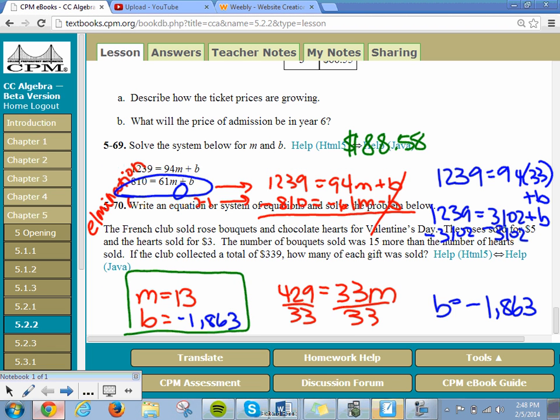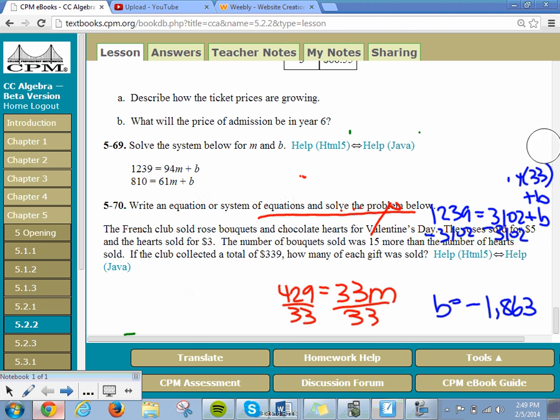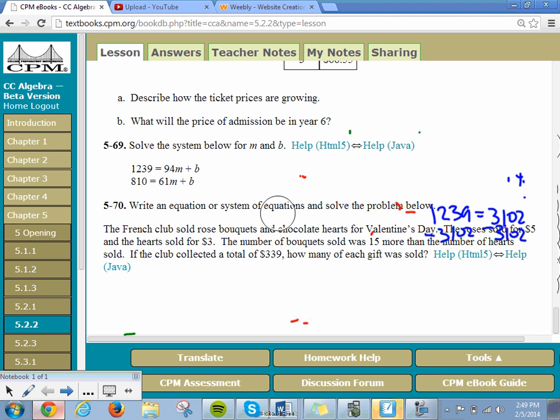We have one more left for number 70. So I've got that one scrolled down. I'm going to need to erase this work, so if you need to, you can pause the video and write it down. All right, lastly in 70, we've got a word problem. It tells us that the French Club sold rose bouquets and chocolate hearts for Valentine's Day. The roses sold for $5 and the hearts sold for $3. But the number of bouquets sold was 15 more than the number of hearts sold. If the club collected $339, how many gifts of each were sold?